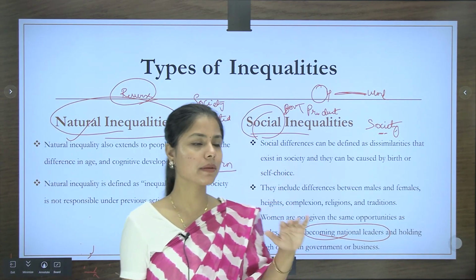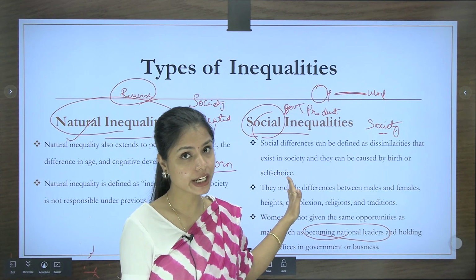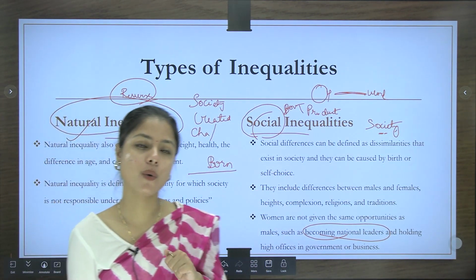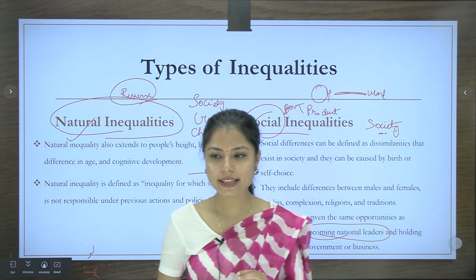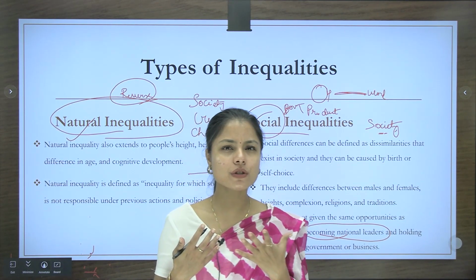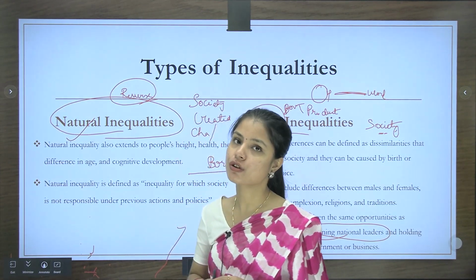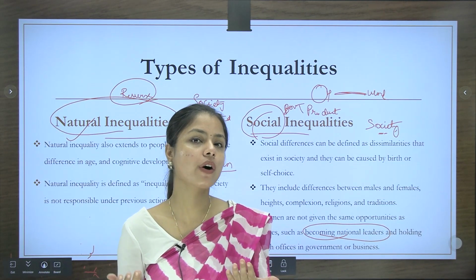So, for the longest time, it was believed that social inequalities are easier to eliminate, whereas it is very difficult to eliminate natural inequalities. Now, I'll tell you what the debate was about. So let's say somebody who is blind, somebody who is not able to see, would obviously come under the category of natural inequality because this was something that the person was born with.